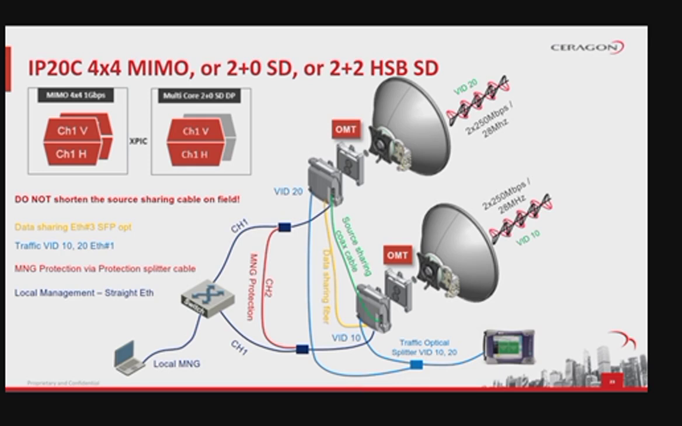In each IP20C unit, both radio carriers are connected to a single antenna. 1 gigabit Ethernet port on each IP20C is connected to an optical splitter. Traffic must be routed to an optical gigabit Ethernet port on each IP20C unit. Both carriers of the slave unit are muted.